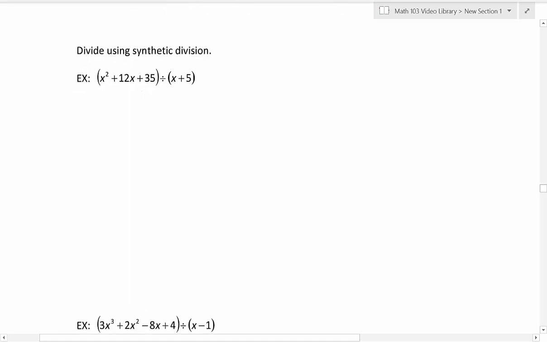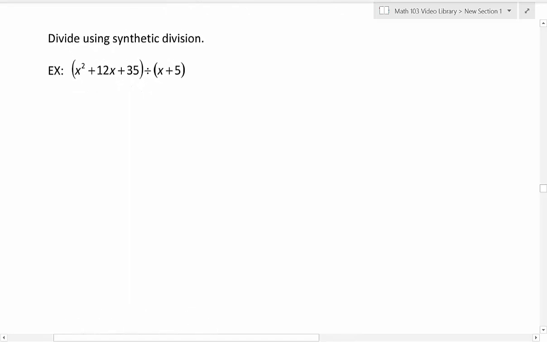Let's divide x squared plus 12x plus 35. We'll divide that by x plus 5. Well, I'm going to start by making my division bar. Underneath the division bar goes the coefficients of the dividend. So that's 1, 12, and 35.